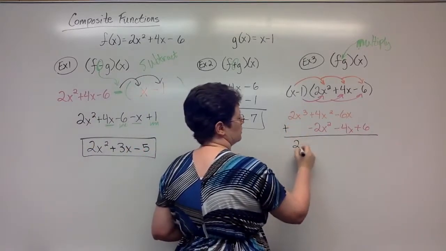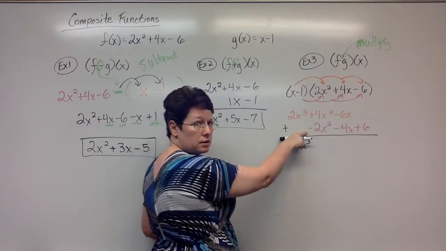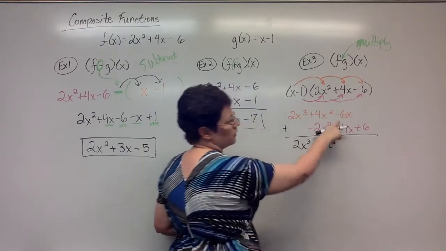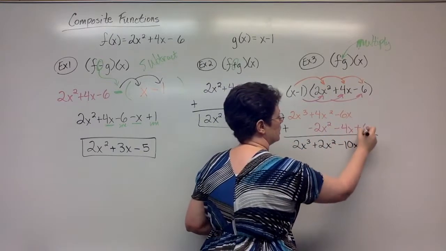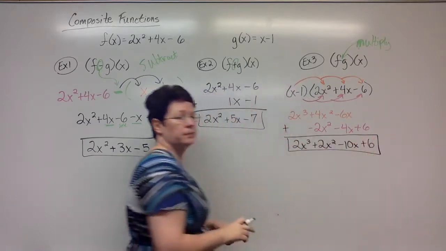The 2x cubed is by itself. There's only one of them. I have 4x squared minus 2x. That gives me plus 2x squared. Negative 6x and negative 4x gives me negative 10x. And that poor little lonely constant of a 6 is by itself.